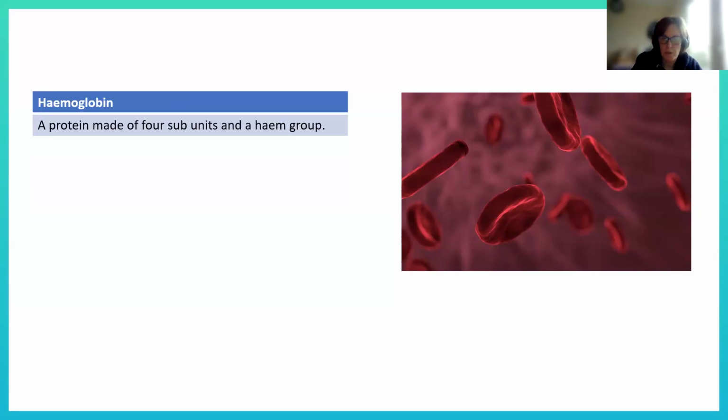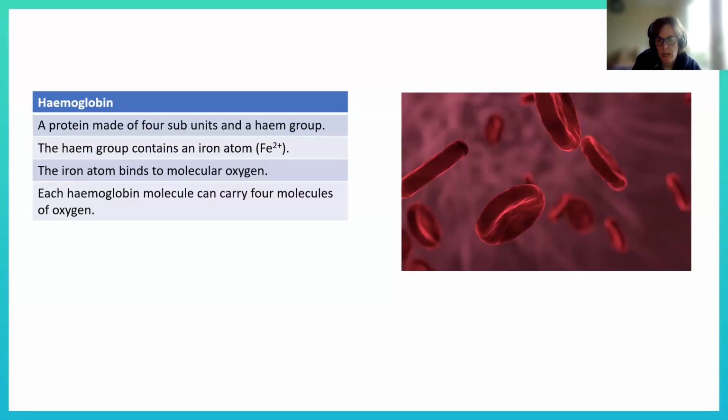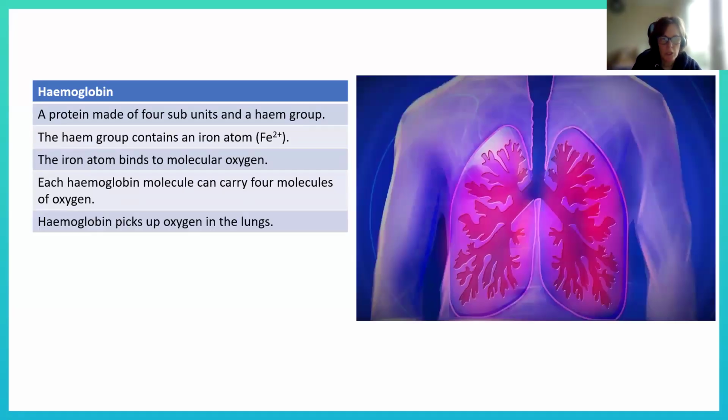They're made up of 4 subunits, so 4 chains of amino acids stuck together, and they've got a heme group in the middle, and that's something that contains an ion. It says atom there, but it is actually charged, so it's an ion. What that ion does is it binds to molecular oxygen. Each hemoglobin molecule can carry 4 molecules of oxygen.